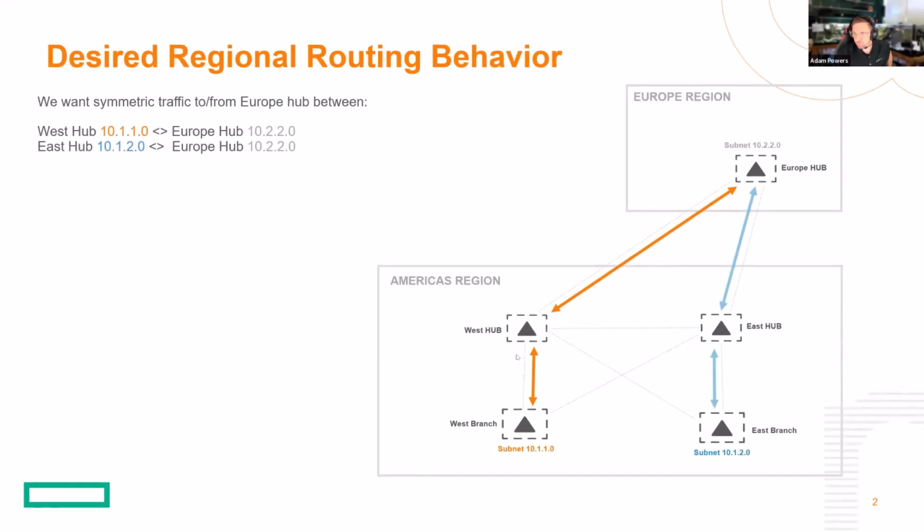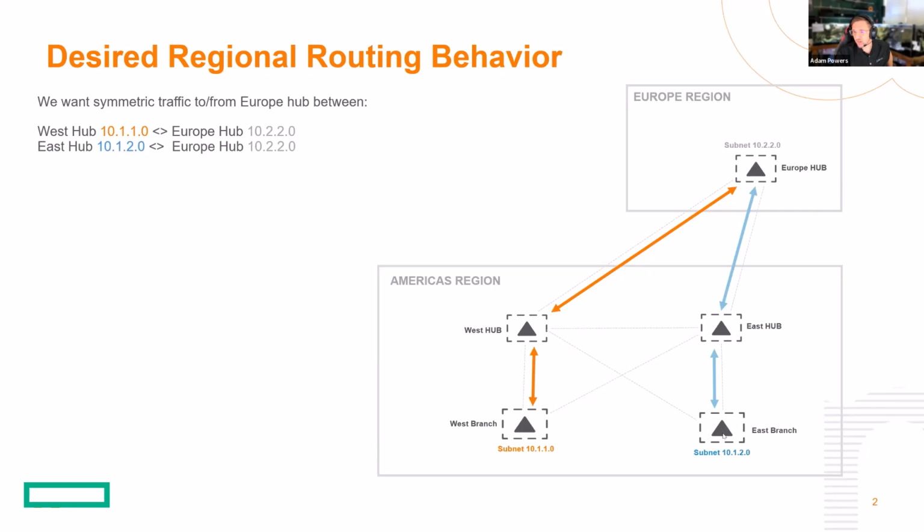So I've got a simple deployment with two regions, an Americas and a Europe. Within the Americas region, it's hub and spoke. I've got a west branch down here, an east branch, an east hub and a west hub. Now, these two hubs, east and west, are all in one region. That's an important point. That makes these two redundant for each other.